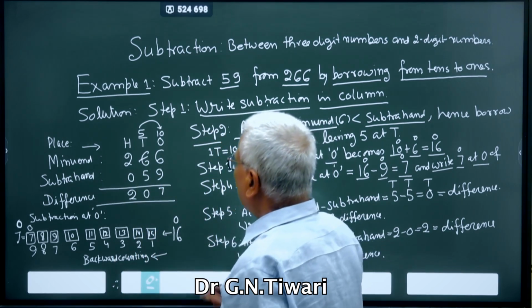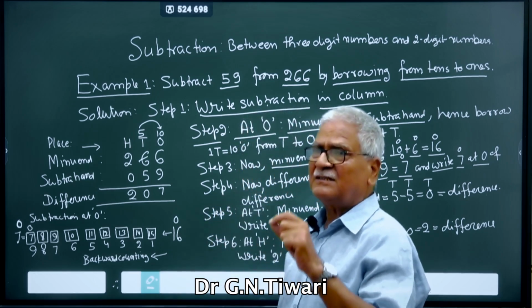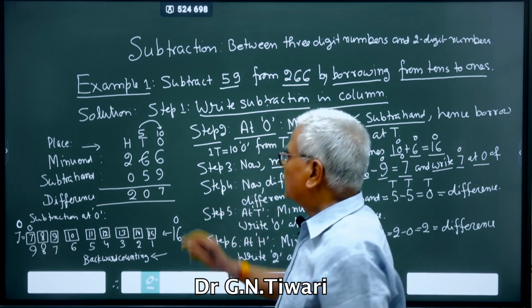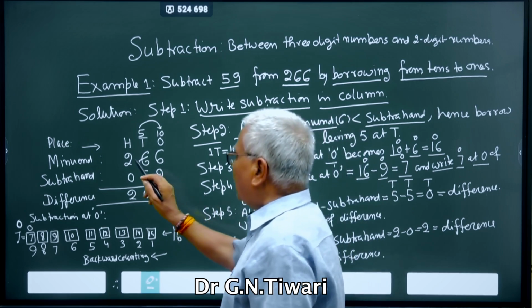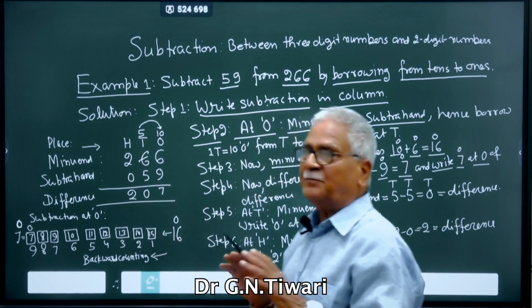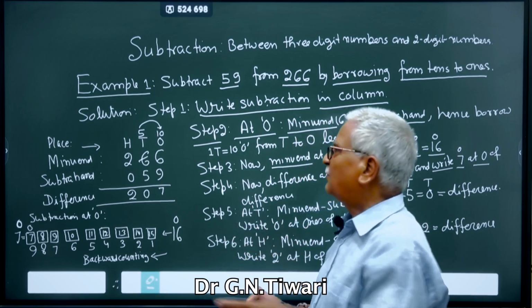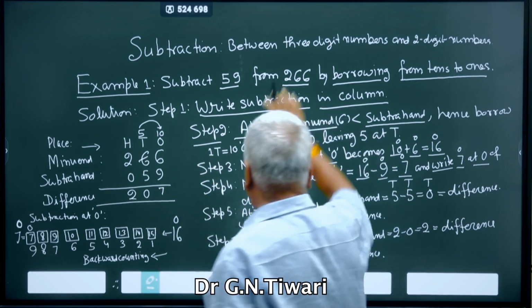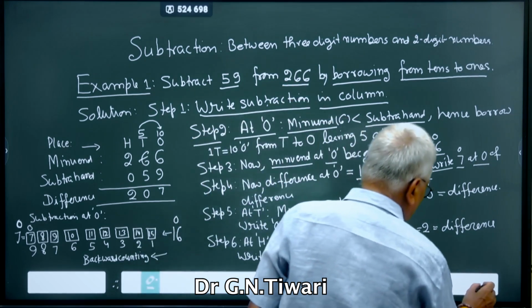Now 5 is left at T. So 5 minus 5 is equal to 0, and 2 minus 0 is equal to 2. That is how you have done the subtraction by borrowing from tens to ones. And the rest has been written step by step. Now next we should go.